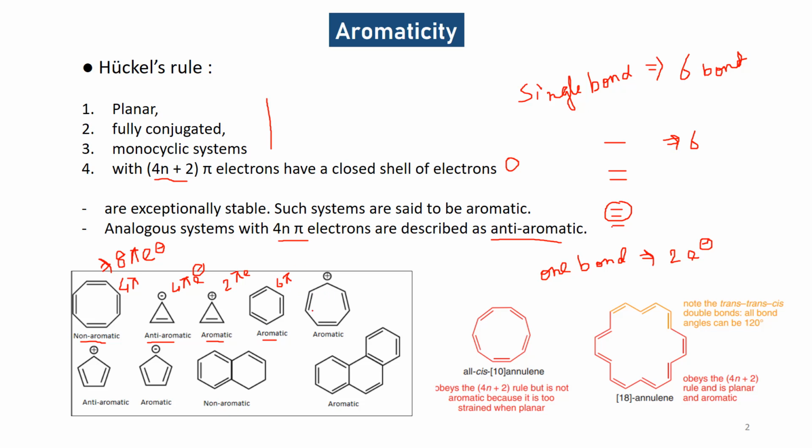Next is this one. How many pi electrons are there? 3. So it is 6, and this is positive, there is no contribution. So it will also be 6 pi electrons. So it will also be an aromatic compound.